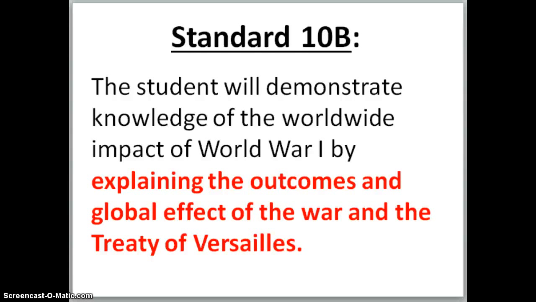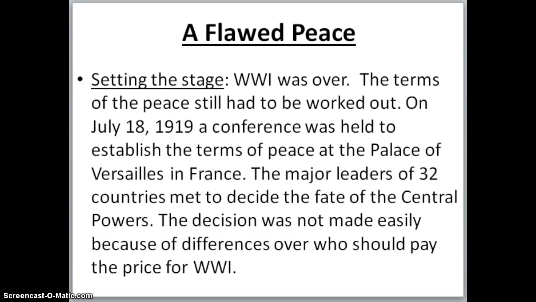All right, ladies and gentlemen, we are starting Standard 10B. So, what is it you guys are going to be able to do? You're going to be able to explain the outcomes and the global effects of the war and the Treaty of Versailles. So, a flawed peace.